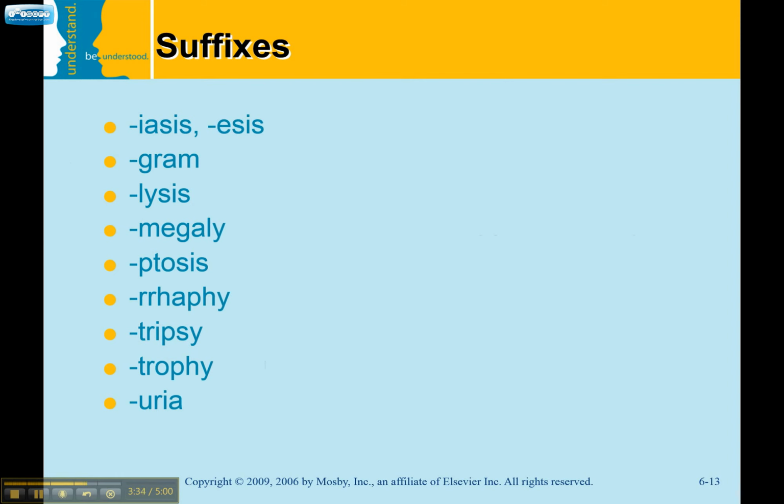Our suffixes. Did we have any prefixes? Not in this chapter. Does it mean that we don't use prefixes with the urinary system? No, it just means that there are no new ones. Everything that you're going to use in this chapter, you've already covered in other chapters, so you should be familiar with those prefixes. This is the last of what's going to be covered on the test.